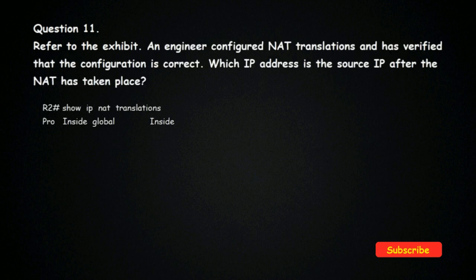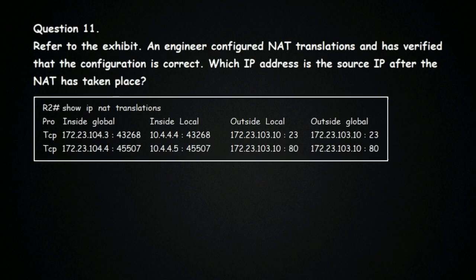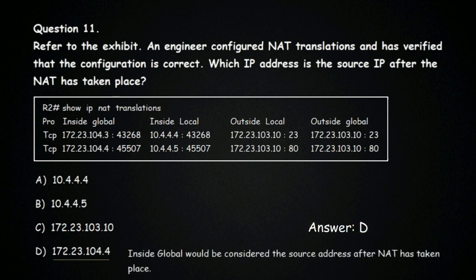Question 11. Refer to the exhibit. An engineer configured NAT translations and has verified that the configuration is correct. Which IP address is the source IP after the NAT has taken place? Options. Correct answer is D. Inside Global would be considered the source address after NAT has taken place.